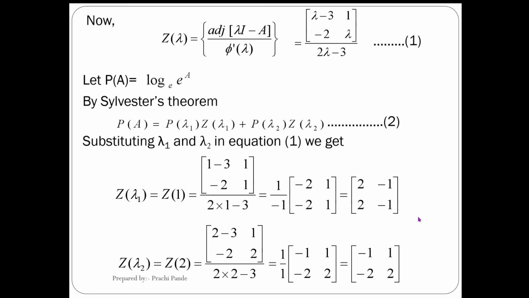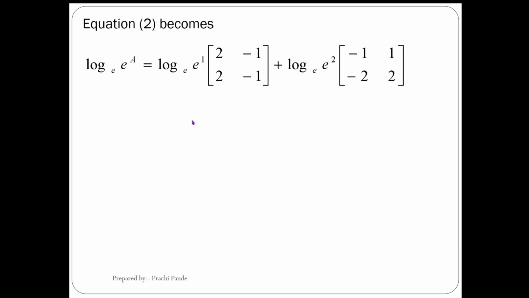P of lambda 1 and P of lambda 2 can be obtained by replacing A by lambda 1 and lambda 2 in P of A. So equation 2 becomes, but log of e raised to power 1 to the base e is 1 and log of e raised to power 2 to the base e is 2. So we get the next equation as 2, minus 1, 2, minus 1 as it is, because the value here is 1, and the value of log of e raised to power 2 to the base e is 2. That's why 2 into minus 1, 1, minus 2, 2.